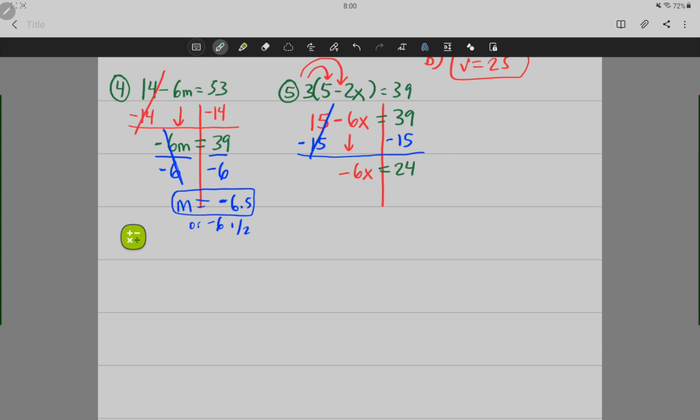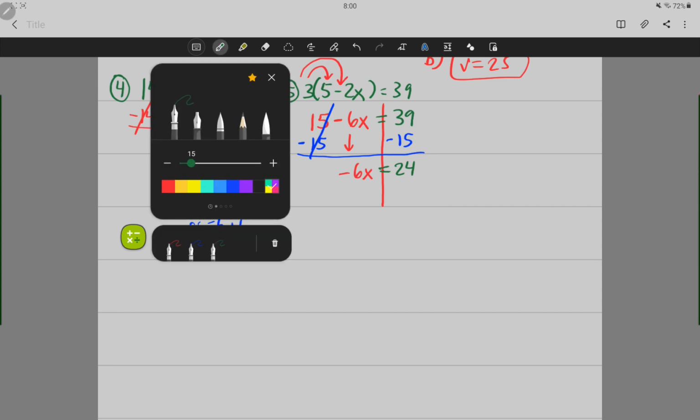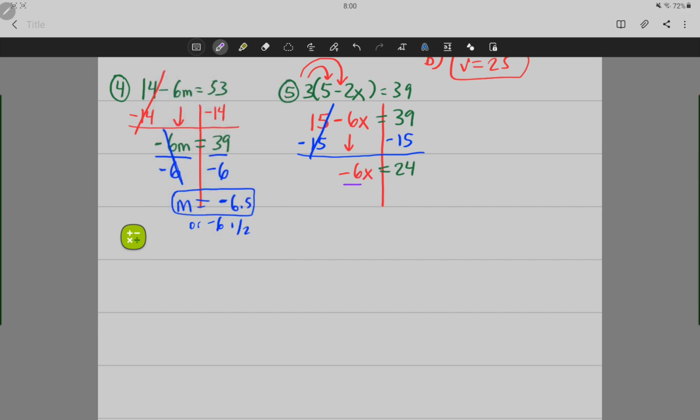Okay, so now what operation do we see? Well, we should see multiplication because it says negative 6x, or negative 6 times x. So since we see multiplication, we do the inverse operation, which is to divide. And again, no mystery what we divide by. We divide by the coefficient. So what number is in front of our x? Negative 6. So whatever we do on one side, we do the same exact thing to the other.